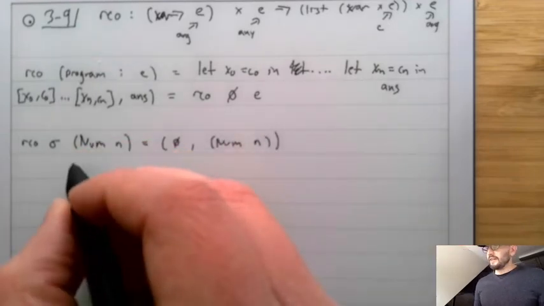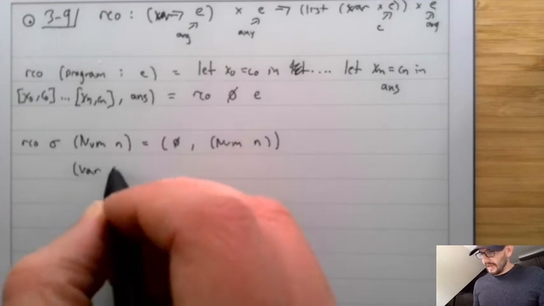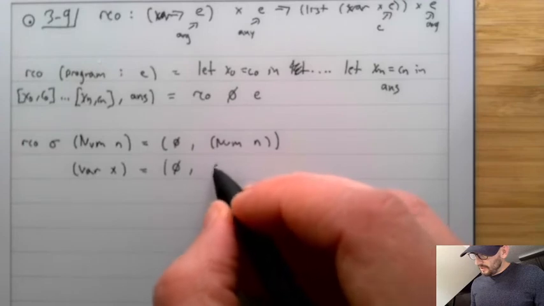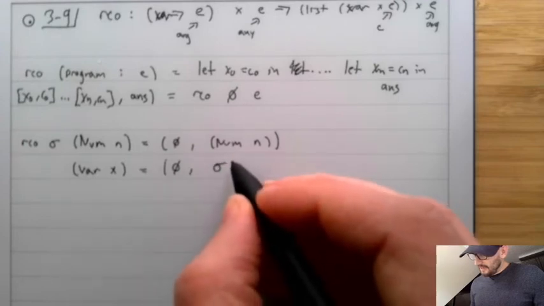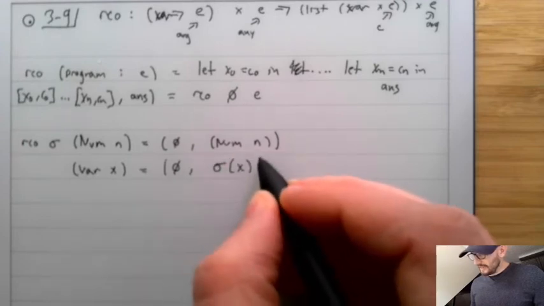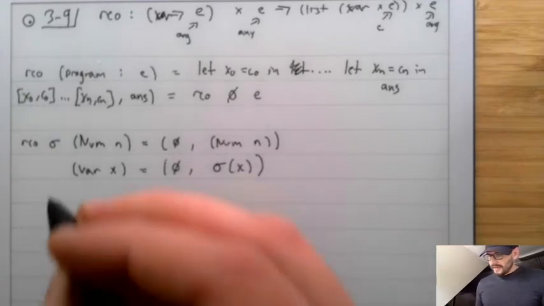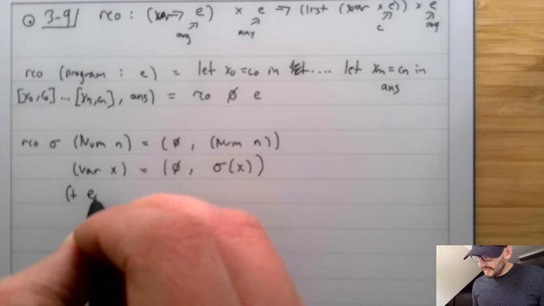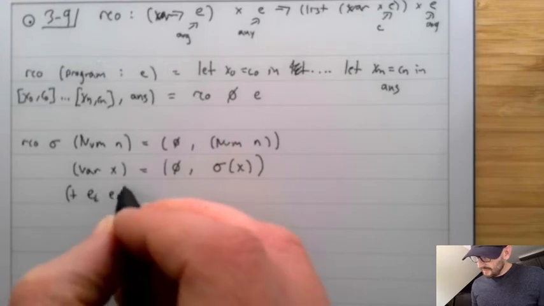If you instead were to give it a variable, x, then we're going to return an empty list, and then we're going to look up inside of row what x is. Now what if we have a plus? We have plus of e left and e right.